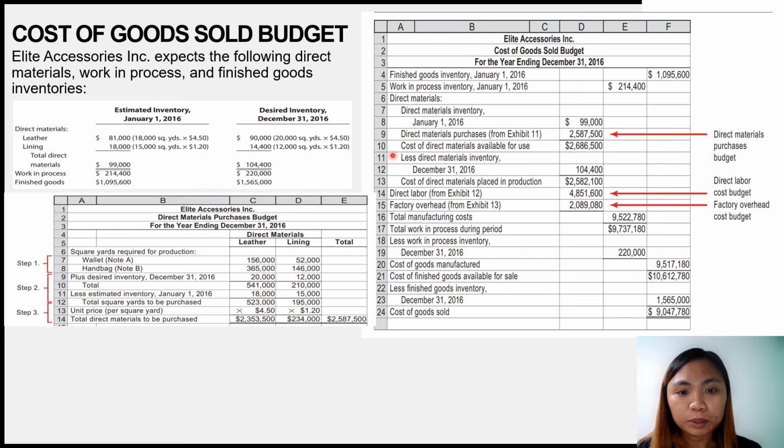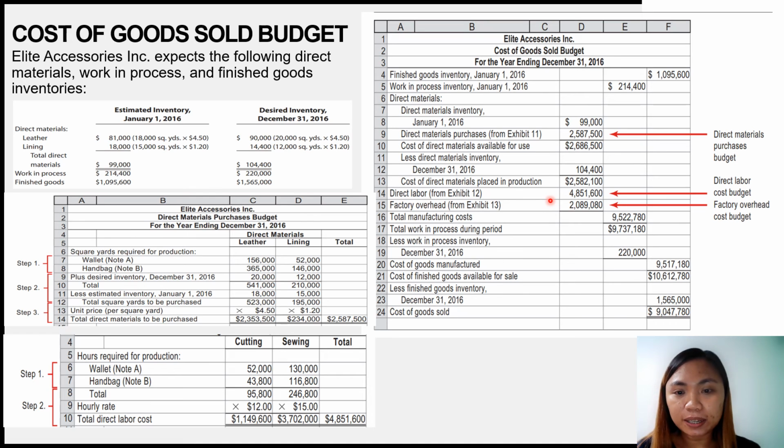So the total of these two would be cost of direct materials available for use, amounting to $2,686,500, less direct materials inventory ending of $104,400 as stated in the situation. So the cost of direct materials placed in production is $2,582,100. Then we would also need to compute for the direct labor cost for the year ending December 31, 2016, which is $4,851,600. So this was computed earlier through the direct materials cost budget.